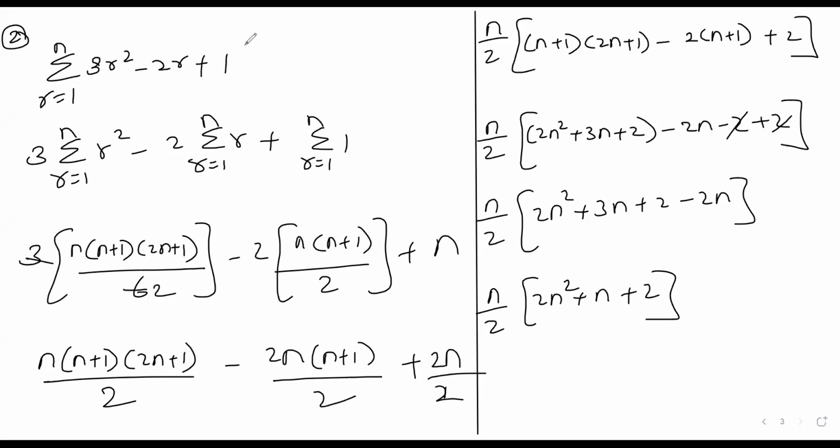Sorry, in multiplication by mistake I wrote this 2. This 2 is not there. This is 1 into 1, that is 1. So this is 1. This will become 1. And this is your answer. 2n square plus n plus 1. Question number 2.